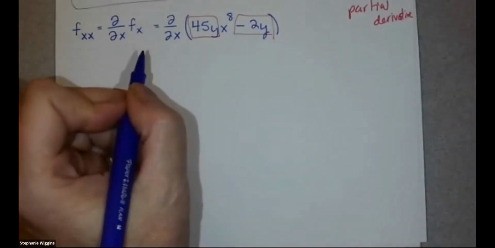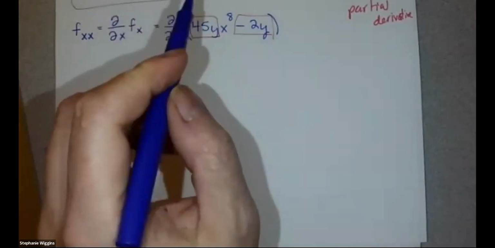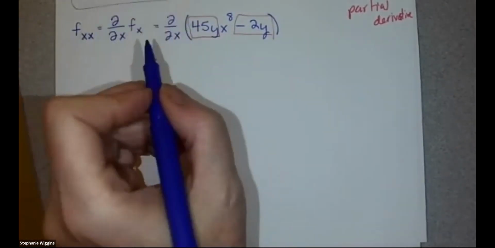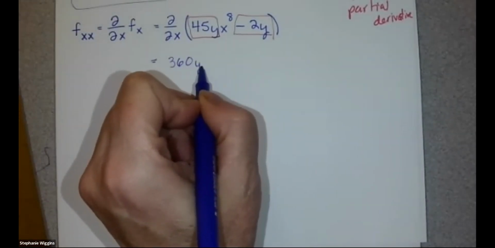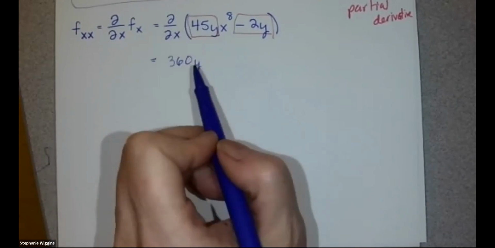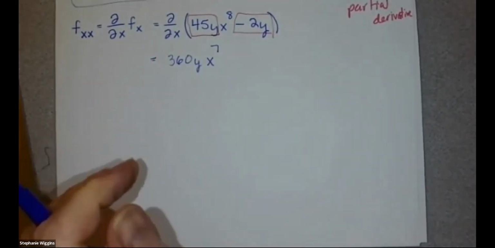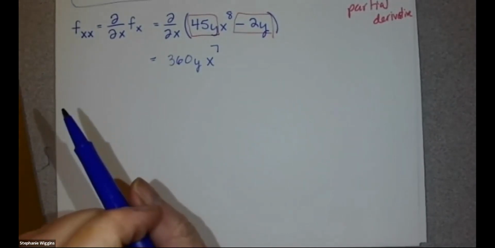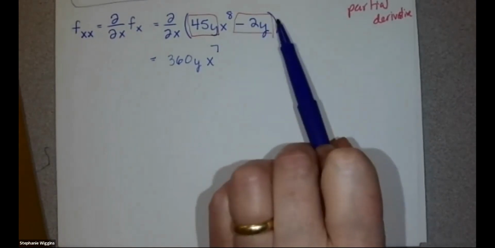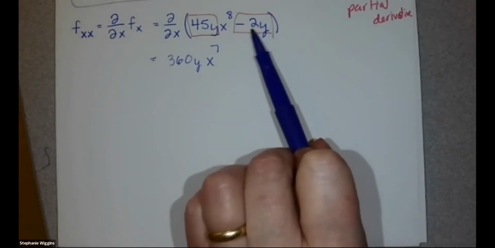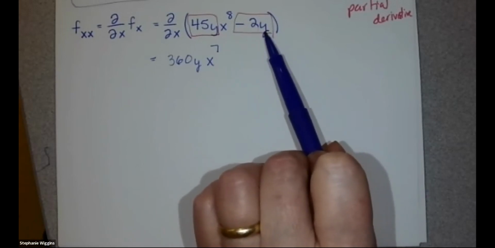And so when you differentiate that, the 8 is multiplied by the 45, so that's going to be 360y. The y is kind of included in that because it's constant. x to the 7th, because I subtracted 1 from the 8. And this is just a y in there, so there's no x in here, so this is a constant. So when I take the derivative of that, it's 0.